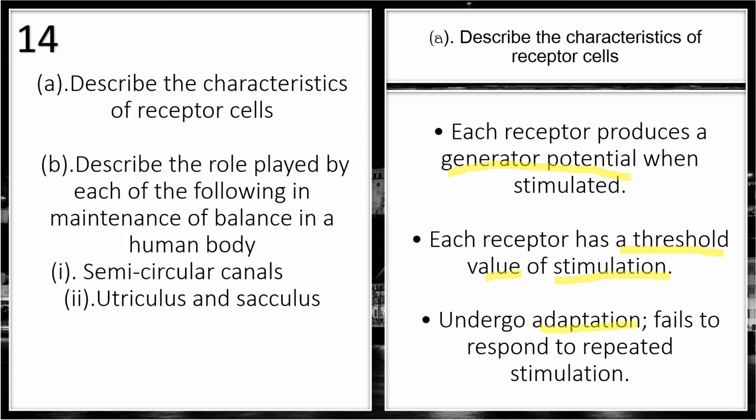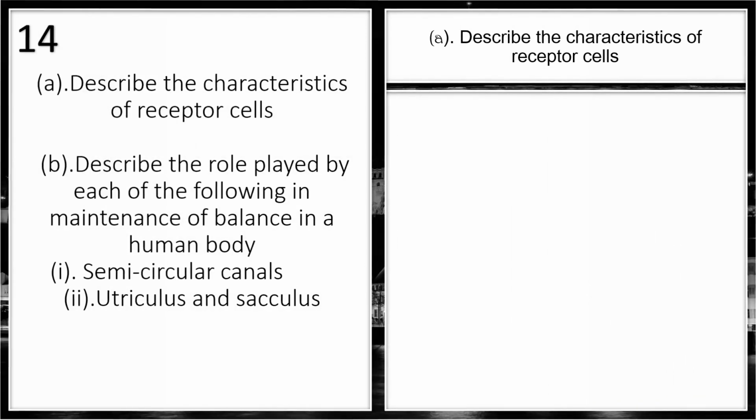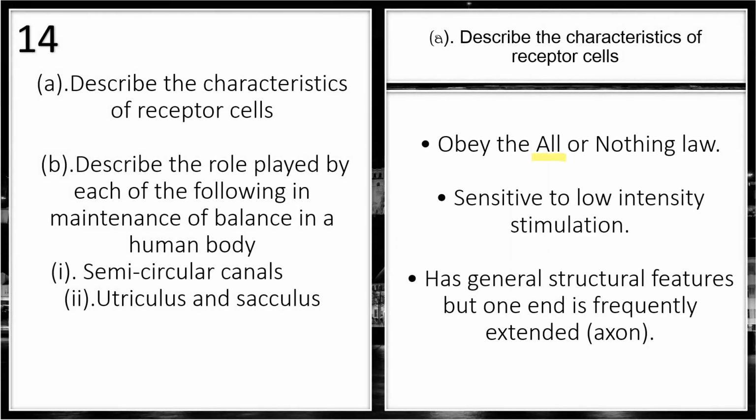They undergo adaptation, that is, they fail to respond to repeated stimulation. They obey the all or nothing law. They are sensitive to low intensity stimulation. They have general structural features, but one end is frequently extended, which is the axon.